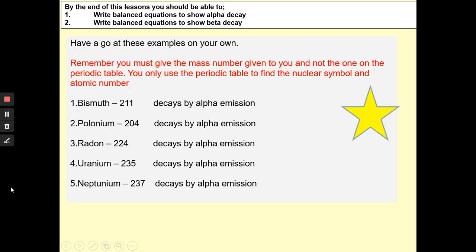Okay, it's your turn to have a go on your own. You've got 5 radioactive nuclei stated there, and they're all going to decay by alpha emission. So pause the video, have a go, write the full equations for me, please, and restart when you're ready. Now, I'm not going to go through the answers to these ones because this is the work I'd need you to upload to Teams so I can check your understanding.